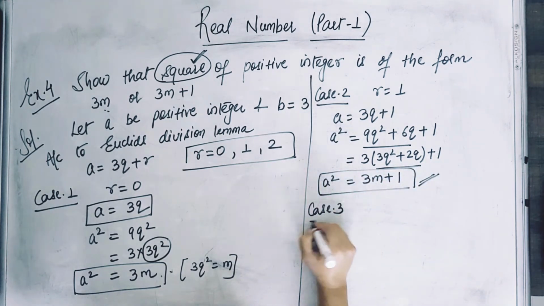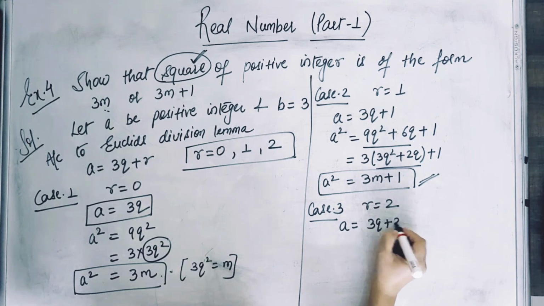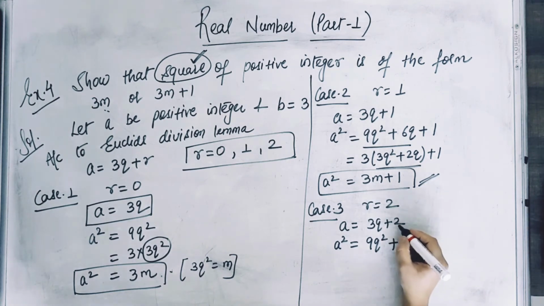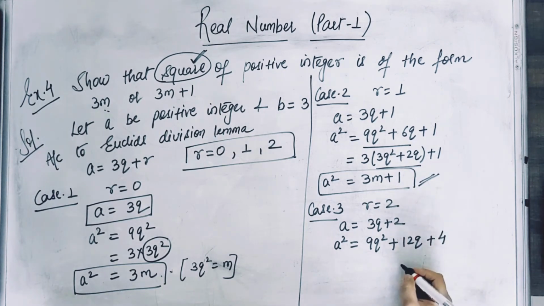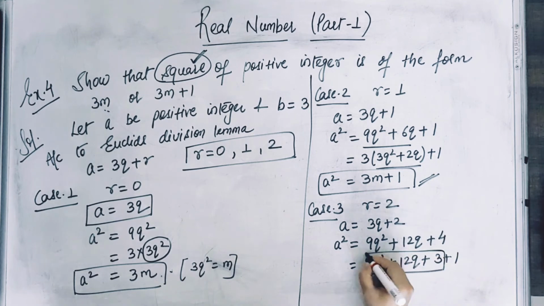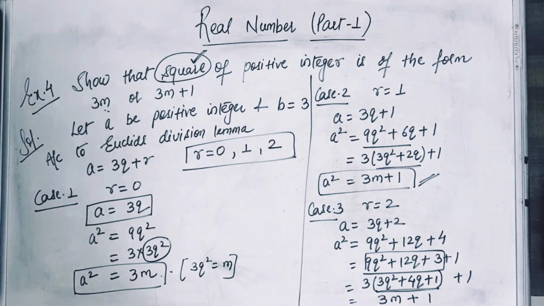Similarly, case 3. In case 3, we'll take r equal to 2. a will be 3q plus 2. On squaring, we'll get 9q square plus 2 into 3 into 2, 12q, plus 4. Now this 4 can be written as 3 plus 1. We'll take 3 common from here, so we'll get 3 into 3q square plus 4q plus 1, plus 1. So we'll assume the bracket value to be m. Thus the answer came to be 3m plus 1.